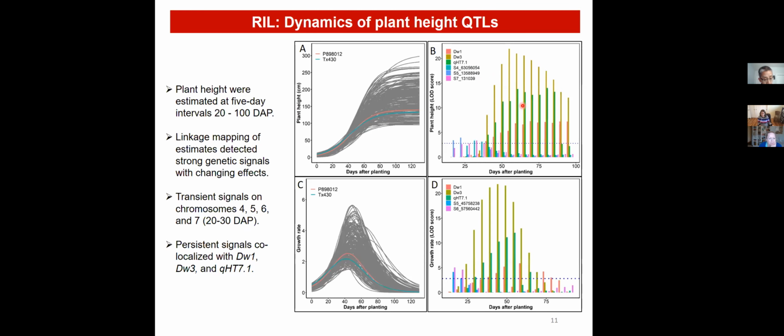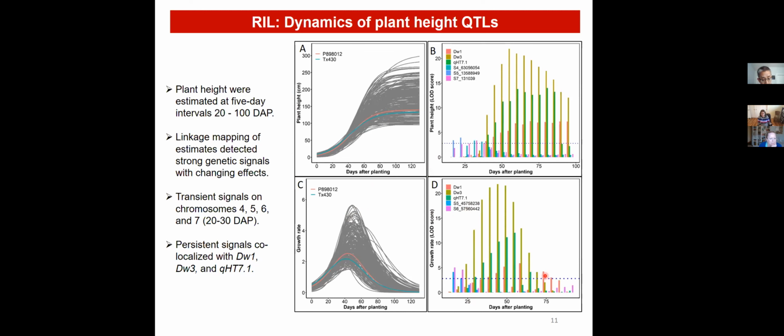We did a similar analysis for the growth rates. Similar to what we saw before, we also detected two transient QTL on chromosomes 5 and 6. But later on, the major QTL showed up, mainly DW1, which extended longer.